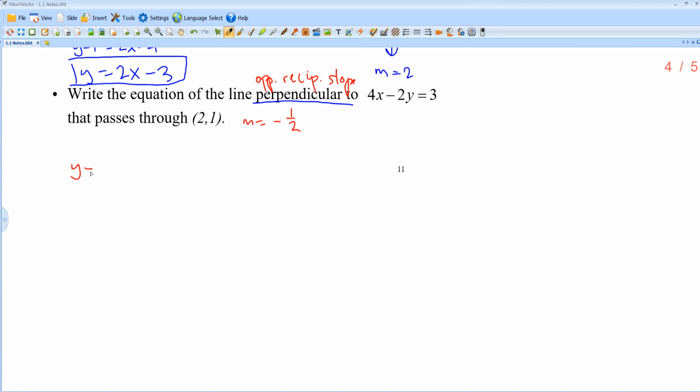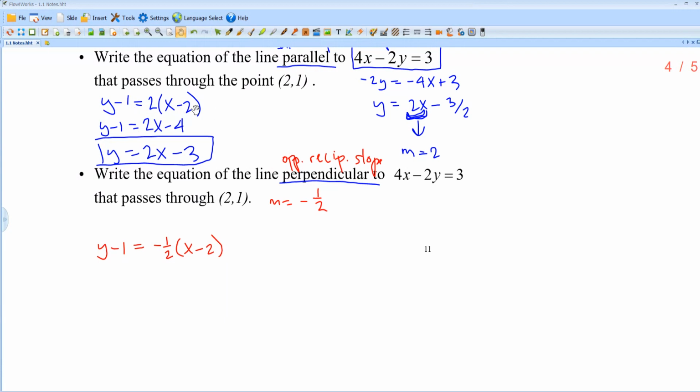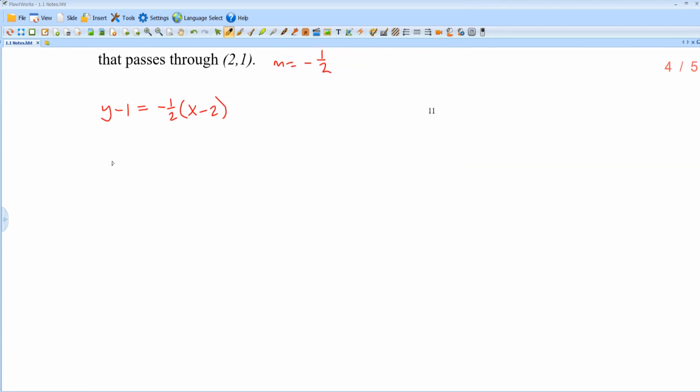So we'll have y minus 1 equals our new slope, negative 1/2, times x minus 2. Notice that these two equations, because we're using the same point, are almost exactly the same. It's just that our slope changed from 2 to negative 1/2, opposite reciprocal. So we get y minus 1 equals negative 1/2 x plus 1. So y equals negative 1/2 x plus 2.